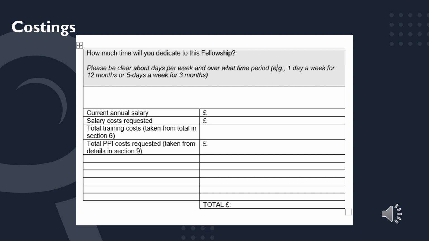Most of the fellowships will also have some kind of training included in the costings. In section 6 of the application form, you would have outlined the specific training you wish the fellowship to fund and the cost of any course. So just take the total and add it to your costings.